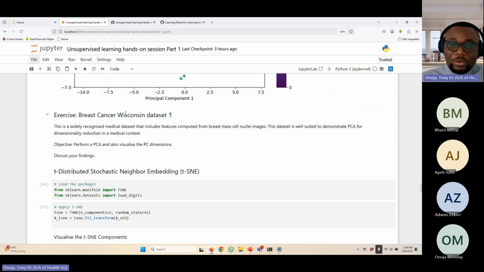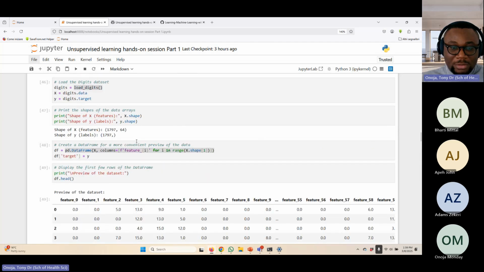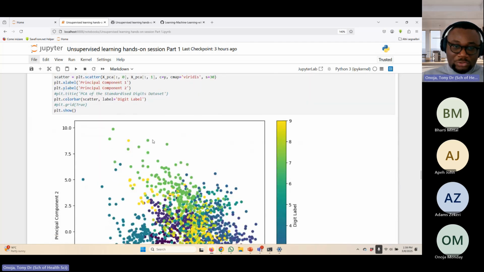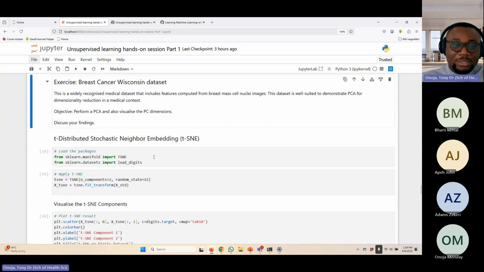So in your spare time, I would like you to try the breast cancer, recreate the way we did for this digit data set, but now on the breast cancer data set. And then you see if it works fine. We could also discuss the findings.